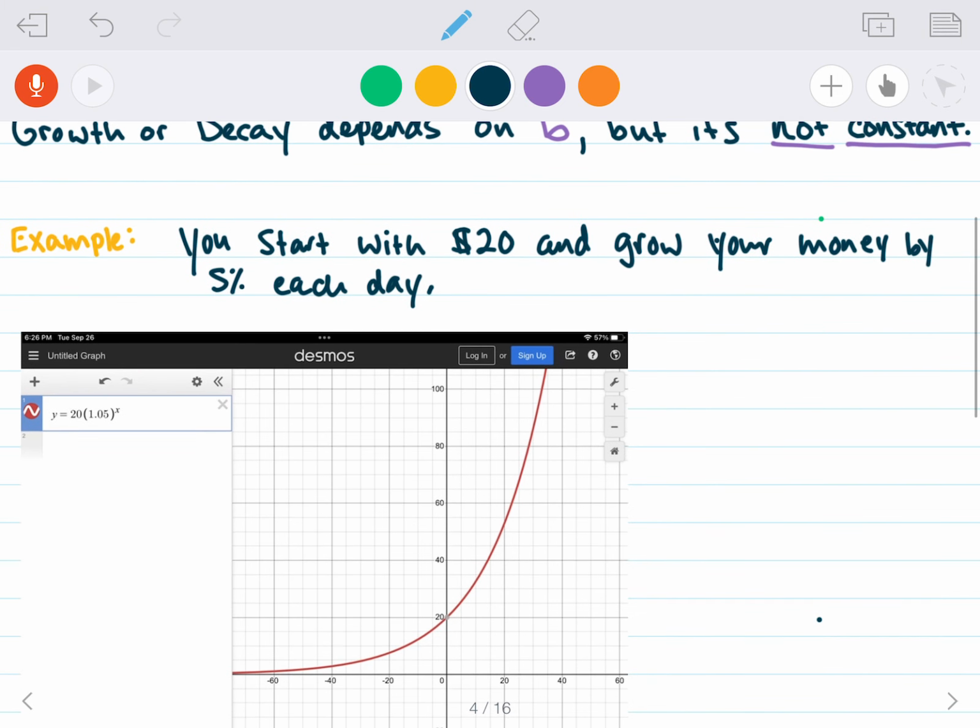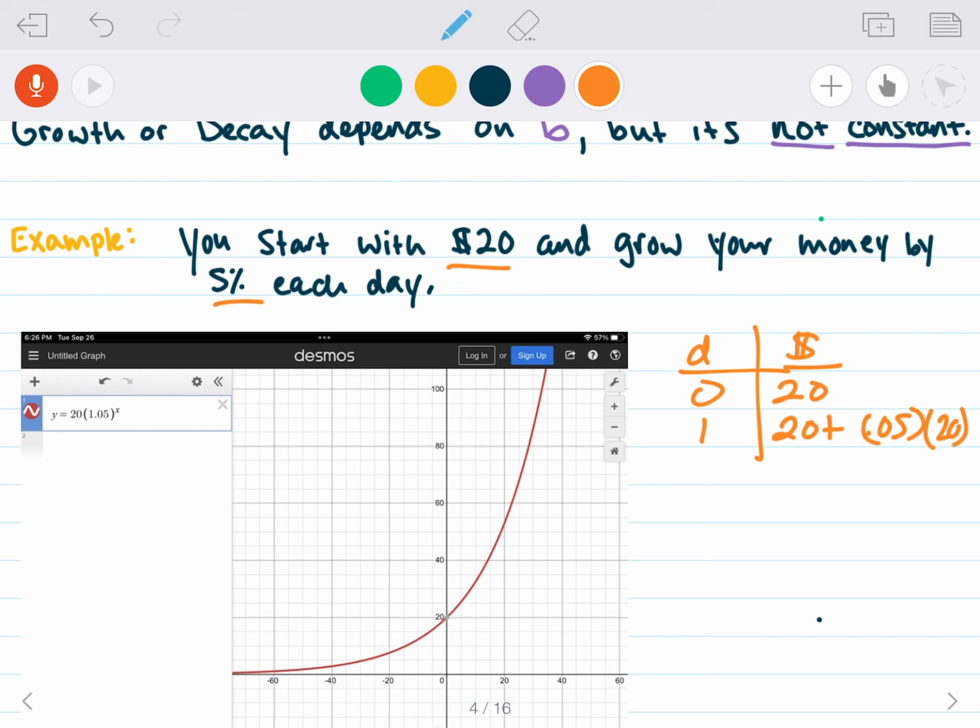So for instance, let's look at the following scenario. You start with $20 and you grow your money by 5% each day. So this is different from the linear situation because we were growing our money by $5 each day. But now we're growing by 5%. So day 1, or maybe day 0 actually, how much money are we going to have? Well, on day 0 we're going to have $20. On day 1 we've grown our money by 5%. So we're going to have $20 plus 5% of 20. And that's going to give us $21, right?